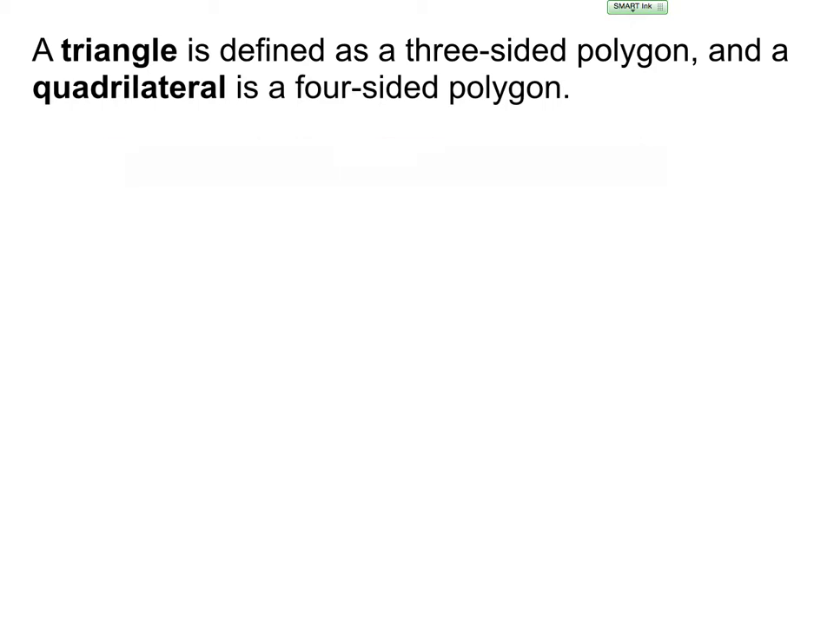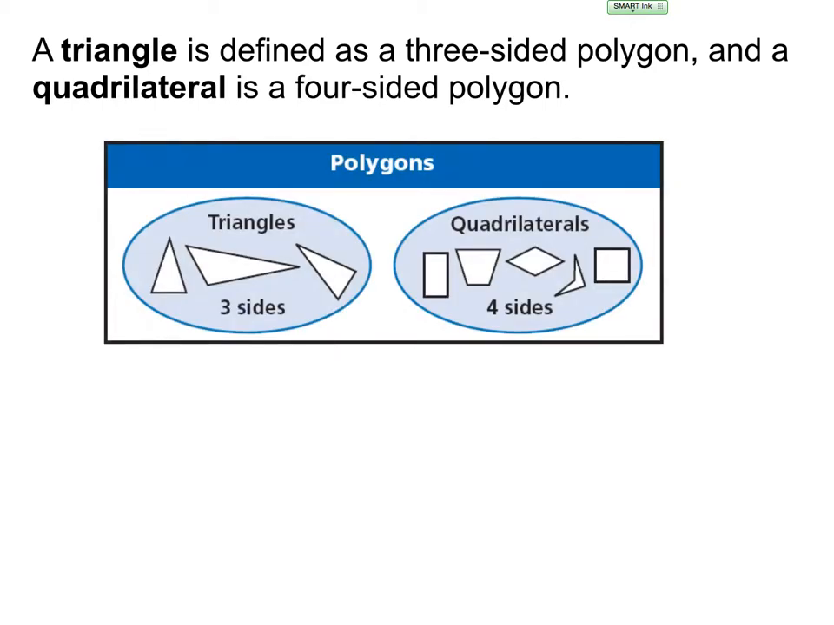To build on that definition, a triangle is defined as a 3-sided polygon. A quadrilateral is a 4-sided polygon. So let's try again putting some definitions in biconditional words. Okay? Notice quadrilaterals, this one dips in. That really doesn't matter. It still has 4 sides. So as long as the sides are straight.